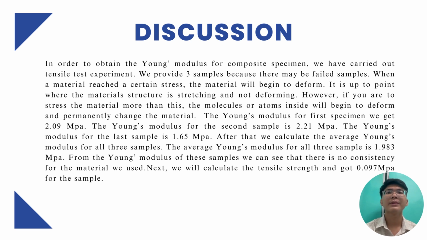The Young modulus for the first specimen we get is 2.09 megapascal. The Young modulus for the second sample is 2.21 megapascal. The last sample is 1.65 megapascal. After that, we calculate the average Young modulus for all 3 samples and got 1.98 megapascal. From the Young modulus of these samples, we can see that there is no consistency for the material we used. Next, we will calculate the tensile strength and got 0.097 megapascal for the sample.